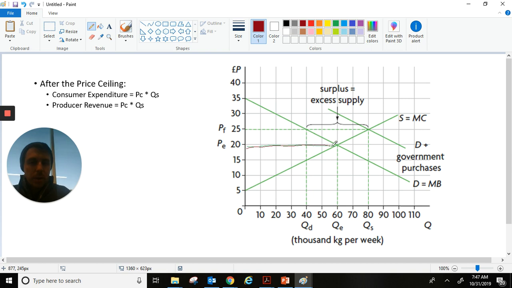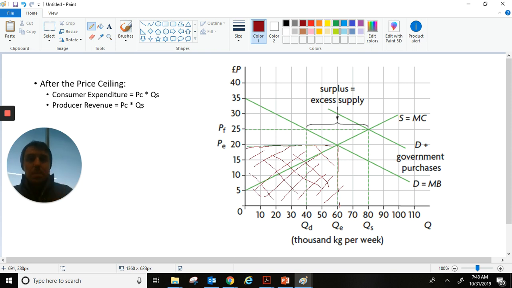Our equilibrium price is 20, and our equilibrium quantity is 60. So before the price floor, you might say our consumer expenditure is 20 times 60. So that gives us our consumer spending of 1,200. And you would say our producer revenue is also 20 times 60, because they're keeping everything in this case, right?